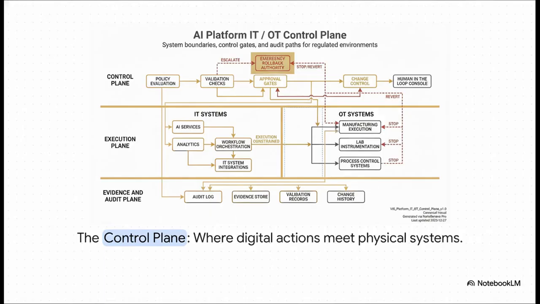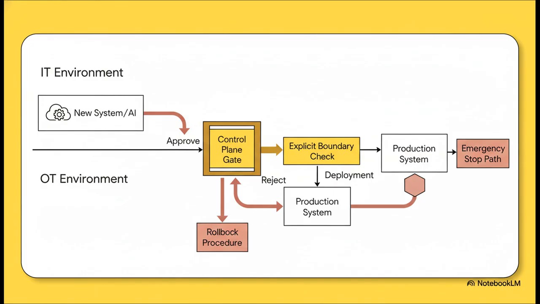Okay, I know this diagram looks a little complicated at first glance, but it does a fantastic job of laying out the whole landscape. Let's just focus on the two main parts. Down at the bottom, you've got what's called the execution plane. This is where your IT systems on the left are talking to the physical OT systems on the right. But the real magic, and frankly all the safety, happens up top, in the control plane. You can think of this as the brain of the operation, or maybe like an air traffic controller. It's the layer of governance making sure every digital action is checked and double-checked before it's allowed to touch any physical machinery.